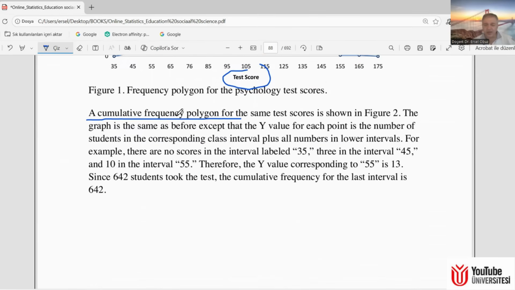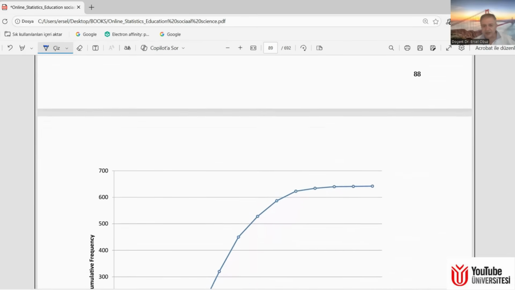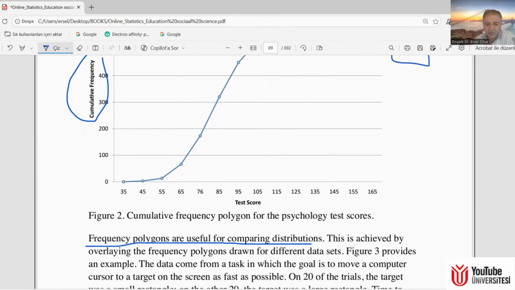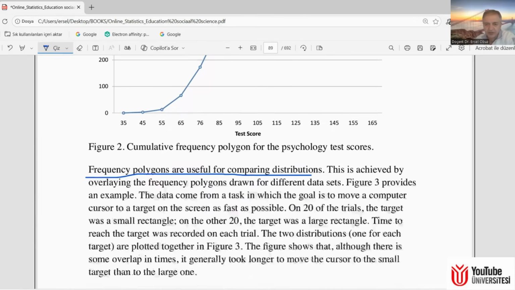Also, you may have a cumulative frequency polygon for the same test scores. Of course, the shape is going to be different. Since it's cumulative, it goes like this, and then at the very end, you will have n, right? The total number of observations. So that's the cumulative frequency polygon. So they are useful for comparing distributions.